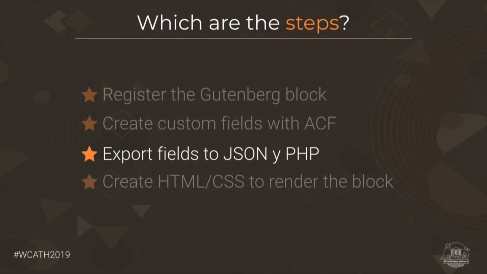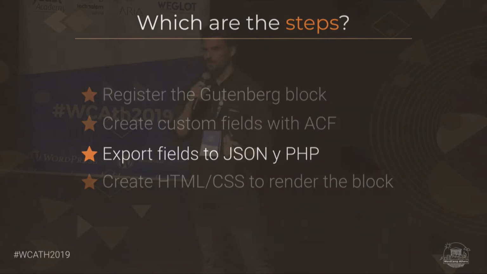Next step, this one is optional. It's to export this group of fields to JSON or PHP. And why is it optional? Because if you export it, you can have this file in your GitHub, so you can share this code with the rest of your co-workers, developers. Otherwise, these fields will be stored in the database, and that's harder to share. And I suggest not to do it that way.